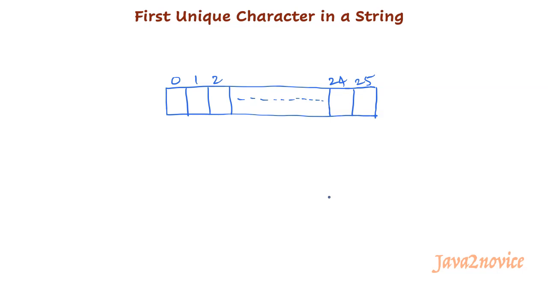How to identify the index for a given character? We will use ASCII numbers for this. If we want to find the index number for character C, then it is character C minus character A. This is equal to the ASCII value of character C, which is 99, minus the ASCII value of character A, which is 97. The answer is 2. So index 2 is represented by character C. This is how we will calculate the character index position.